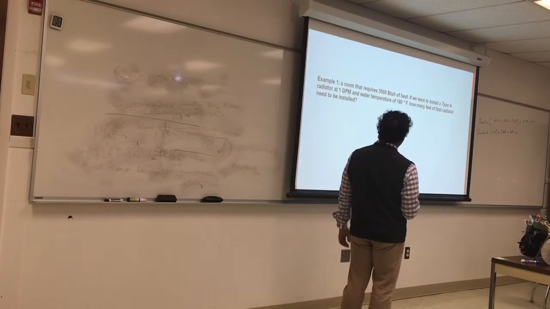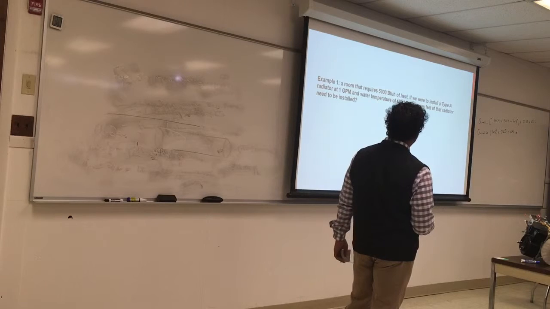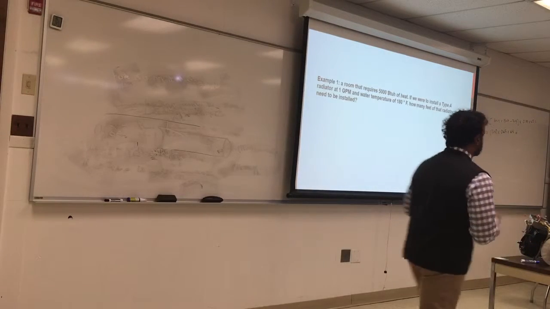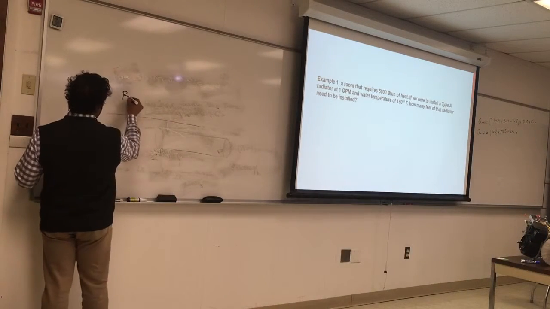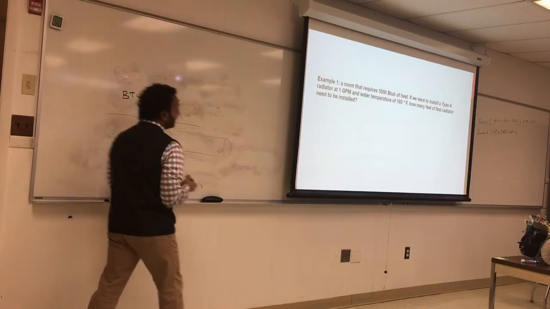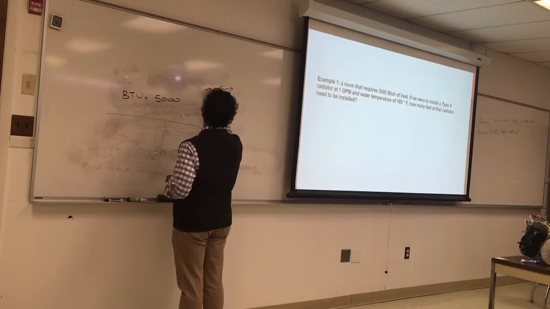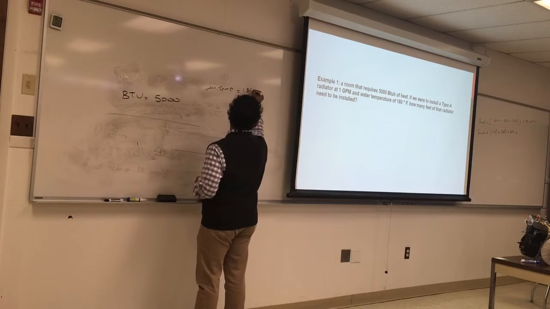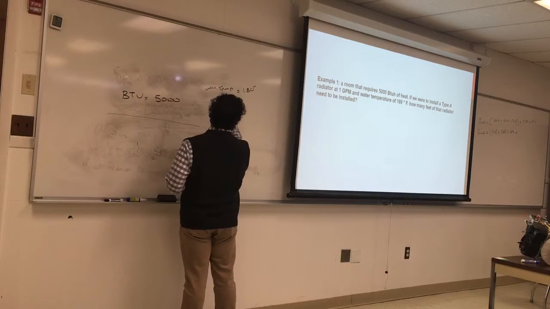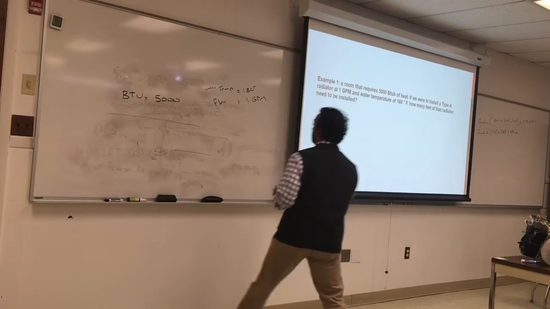A room requires 5,000 BTU of heat. If we were to install a type A radiator at 1 GPM and water temperature 180, how many feet of radiator will need to be installed? So my BTU here is what, 5,000? And I have water temperature. Flow rate is 1 GPM. I need to know how many feet.